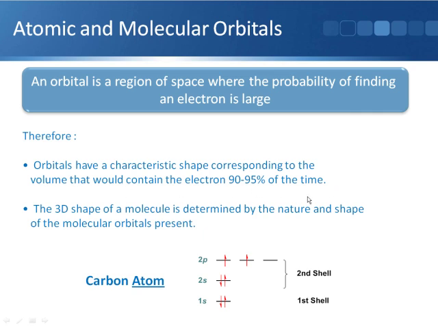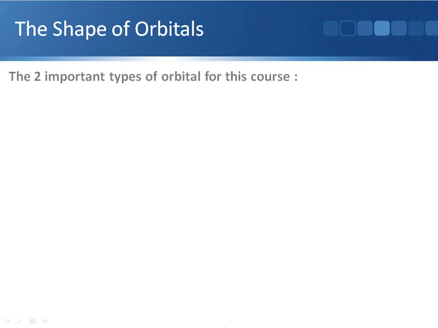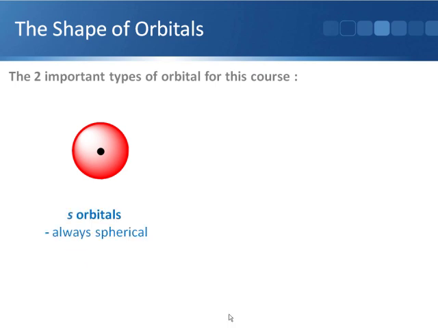Yeah, and the 3D shape of a molecule is determined by the nature and shape of these orbitals that the electrons are in. And then we flashed up our first electron configuration diagram, and we went on to say that each of these lines in an electron configuration diagram represents an orbital. And then the rest of the lecture was talking about what 1s and 2s and 2p mean. So I said that the two important types of orbital for this course are the spherical orbitals, which are s orbitals. Okay, they're always spherical.